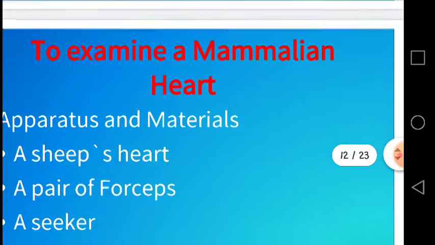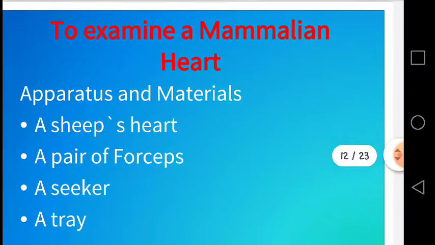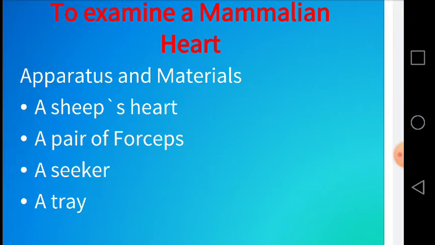Now secondly, we are going to examine a mammalian heart and the apparatus which we need for this: a sheep's heart, or a model of heart, a pair of forceps, a seeker, and a tray.